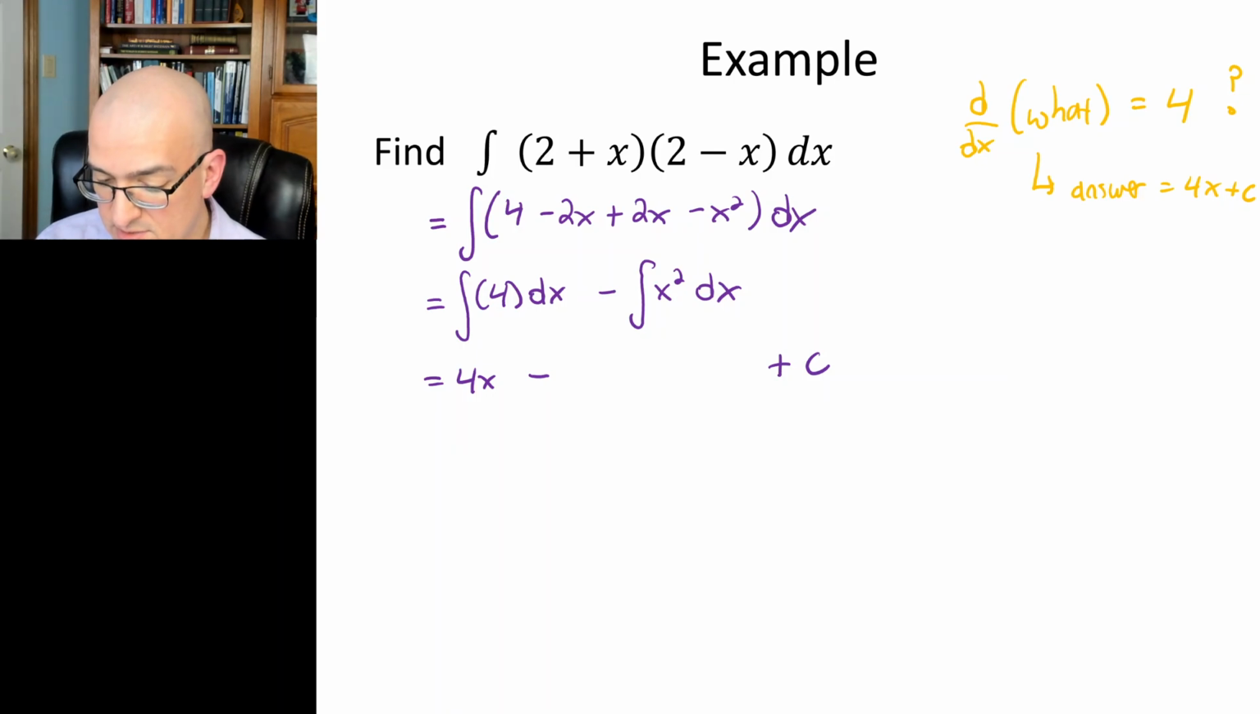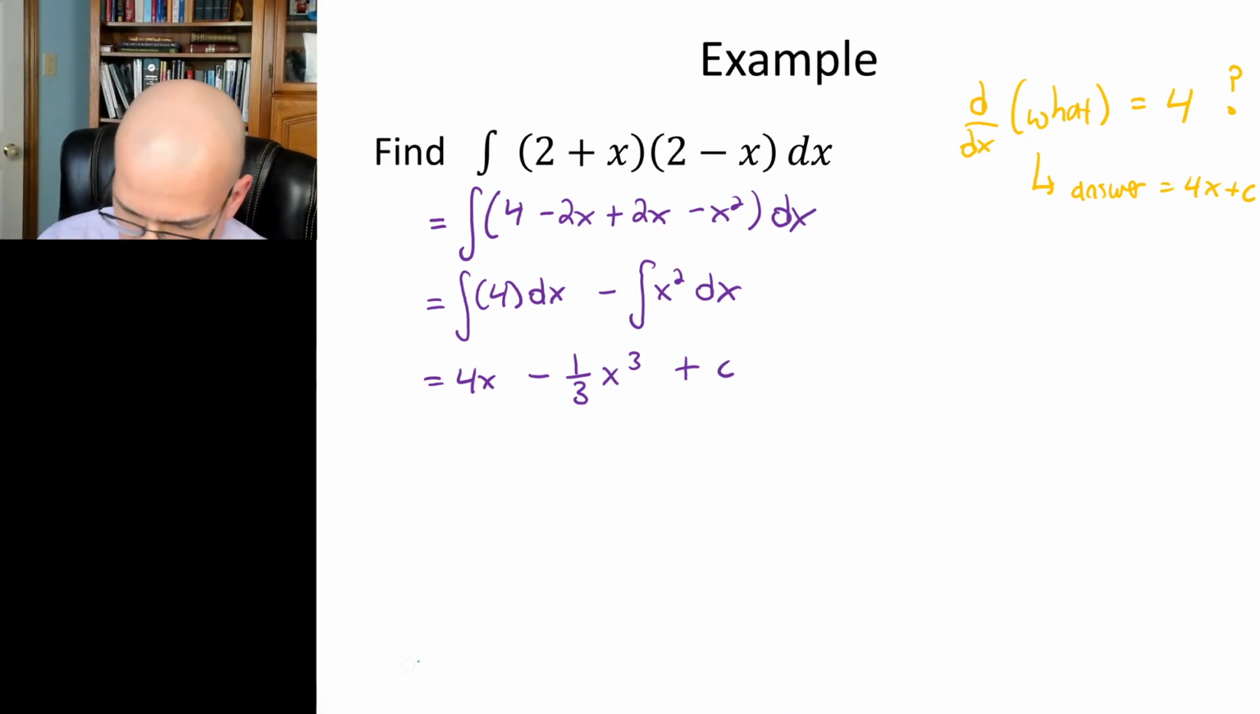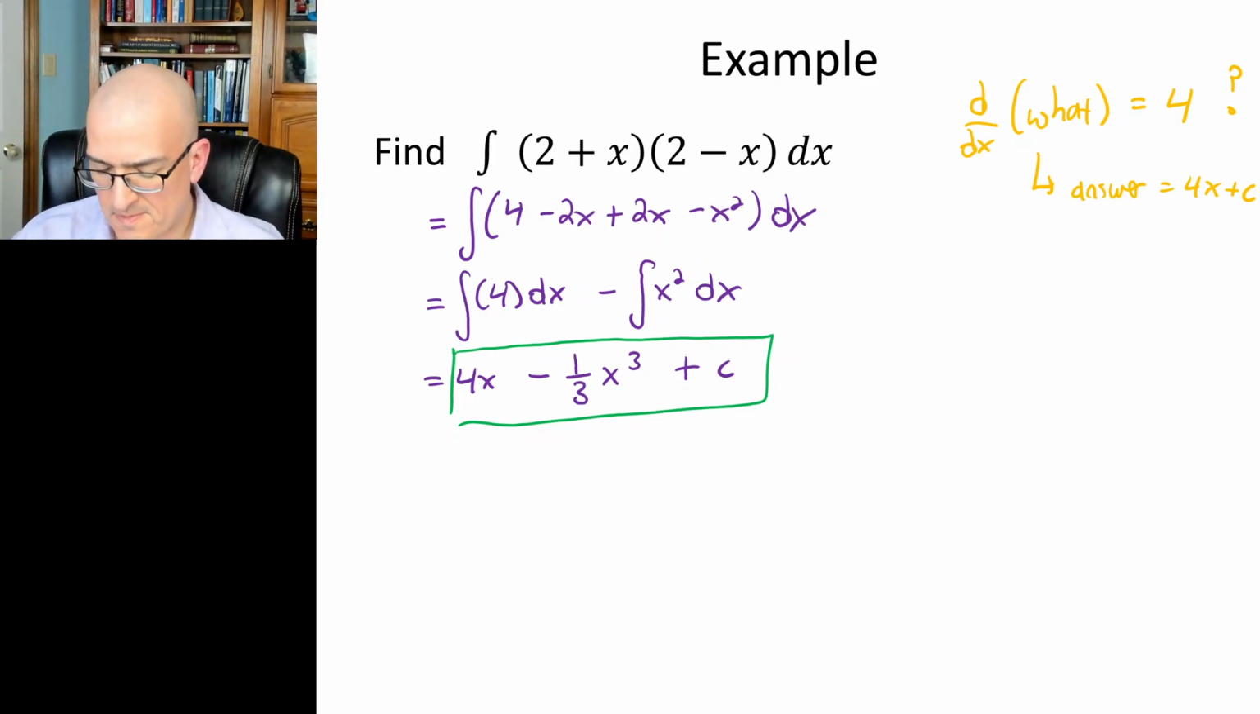The first piece, or rather the second piece, antiderivative of x squared, using the anti-power rule, it's 1 over 3x to the power of 3. And the plus c is too far away, so I'll bring it closer. They can be together. That's our answer. Let's see. Anything worth mentioning about this?